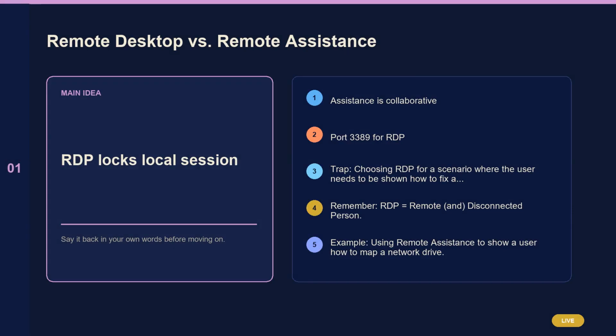Right, quick note. Think of remote desktop as taking the keys to someone's car and driving it while they're at home. Remote assistance is like sitting in the passenger seat while they drive, helping them steer. The mistake is picking RDP when the user needs to see what you're doing. RDP locks the local screen.